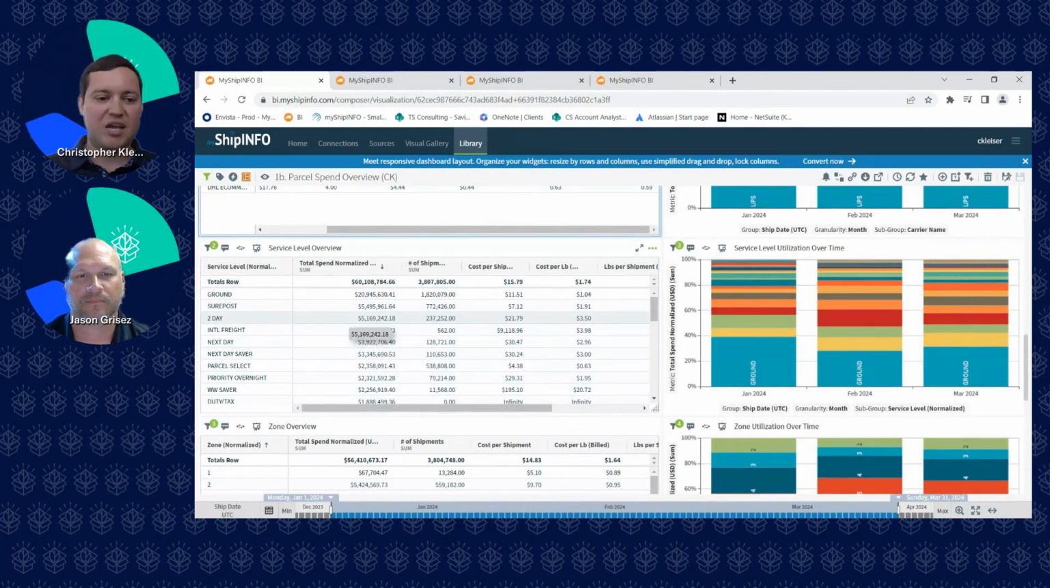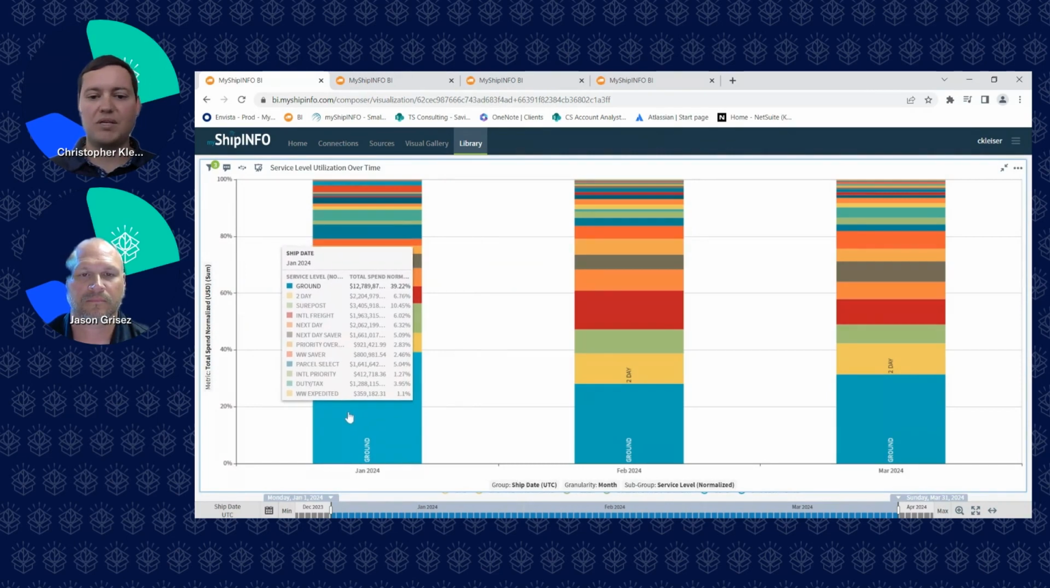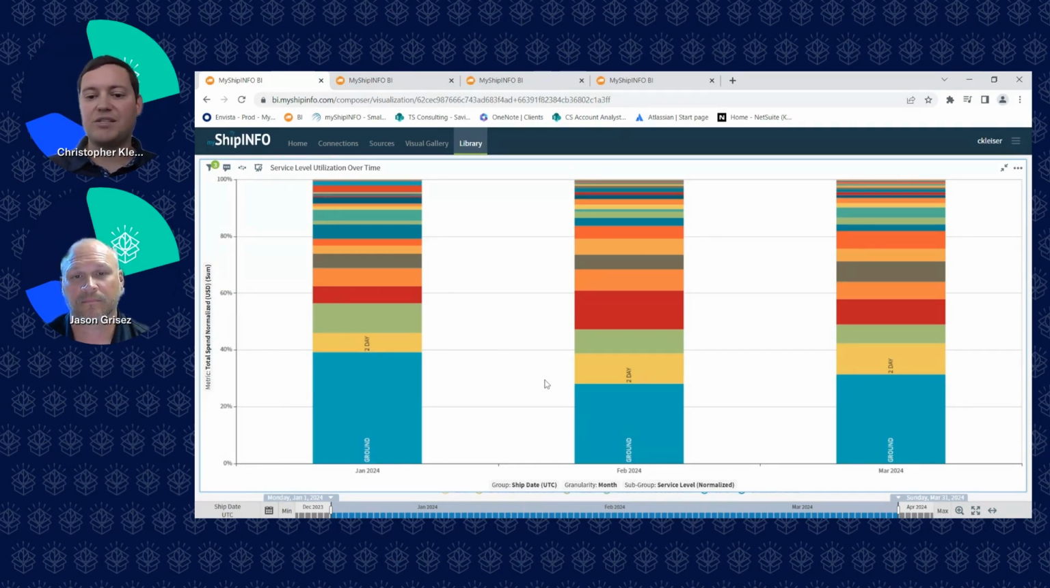So into those same pieces: total spend, number of shipments, cost per shipment, cost per pound, and then really most importantly, looking at that service level utilization over time. This is going to break everything out for us. It's going to show us, like I said, those same expedited shipping pieces month over month. When we're looking at this from a carbon emission standpoint, we want to make sure we have those on a parcel world that are ground.